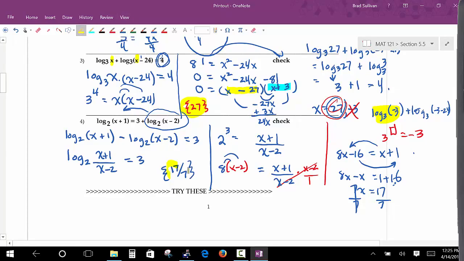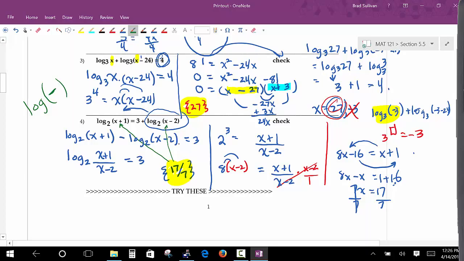I'm not going to go through all the details of the checking, but listen to this carefully, because this is super important. Like the last problem, we had to throw the negative answer out because you ended up taking a log of a negative number. The thing that you have to look for when you check is if this is happening. So if you plugged this answer in, just do this in your head. If you did 17 over 7 plus 1, would that be positive or negative? That's okay. What if we plugged it in here? 17 over 7 is like what? 2 and 3/7. So it's 2 and 3/7 minus 2, positive or negative? So it's okay. You see what I mean?